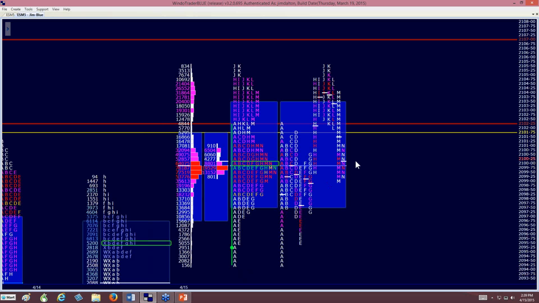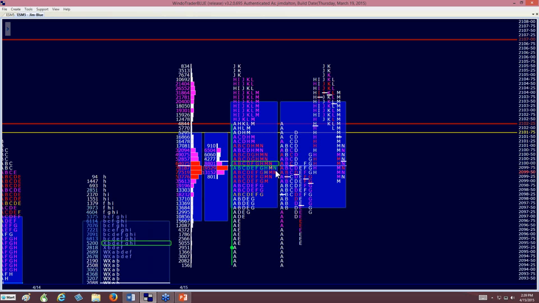The ideal short would be for the market to trade above the prominent point of control to open and then trade lower with some conviction. The ideal long would be to trade below this point of control and then come back up through it with some conviction. So this is what we call sequencing.